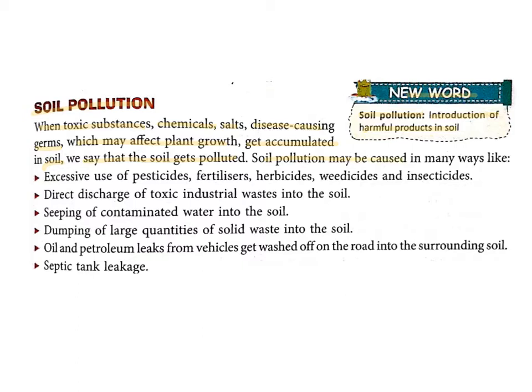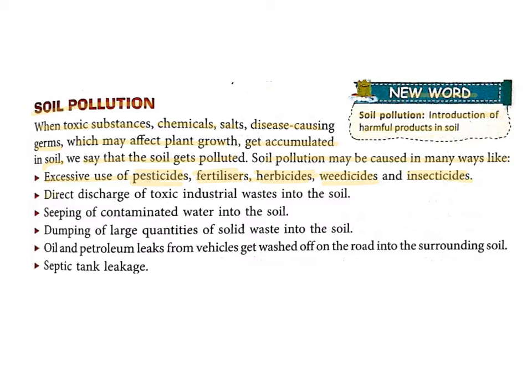Soil pollution may be caused in many ways, so let's read about the reasons of soil pollution. First, excessive use of pesticides. As you all know, pesticides are the chemicals which are used to kill the pest. Fertilizers. Fertilizers are the chemicals which are used to grow a plant properly. Herbicides, the chemicals which are used to kill the herbs. Weedicides, the chemicals which are used to kill the unwanted plants. And insecticides, the chemicals which are used to kill the insects. So excessive use of these chemicals can lead to soil pollution.